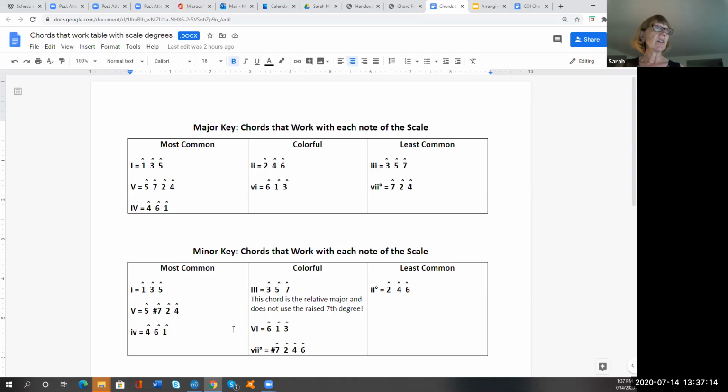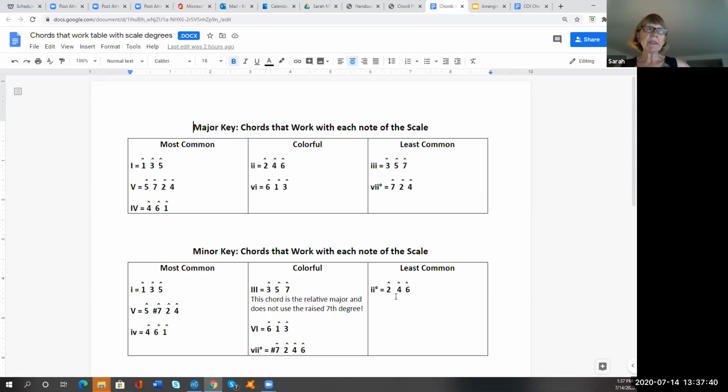And then the 6 chord is very colorful in minor because it's a major chord and it is so beautiful. The least common in minor, it maybe is, it's the 2 that's diminished. And the important thing to remember about diminished triads, not the 7th chord, but the triads, is that you need to be sure that they are always in first inversion only.